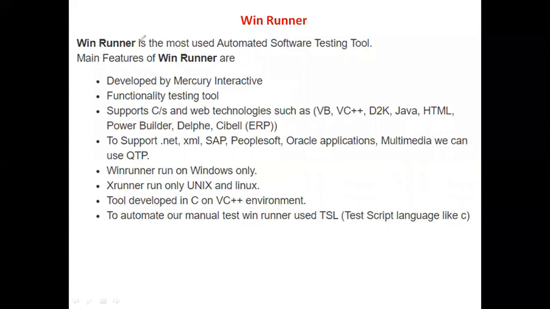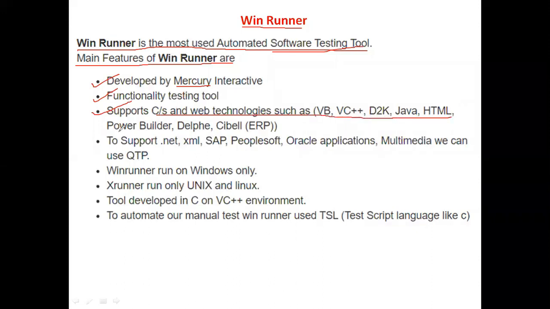So what is WinRunner? WinRunner is a software testing tool. It is the most used automated software testing tool. The main features of WinRunner are: it was developed by Mercury Interactive, the company that developed WinRunner. It is a functionality testing tool.